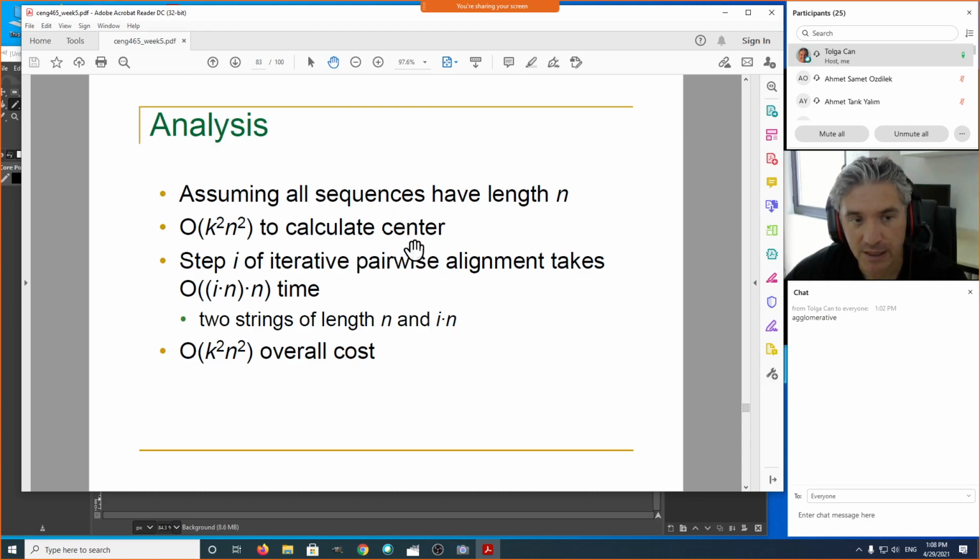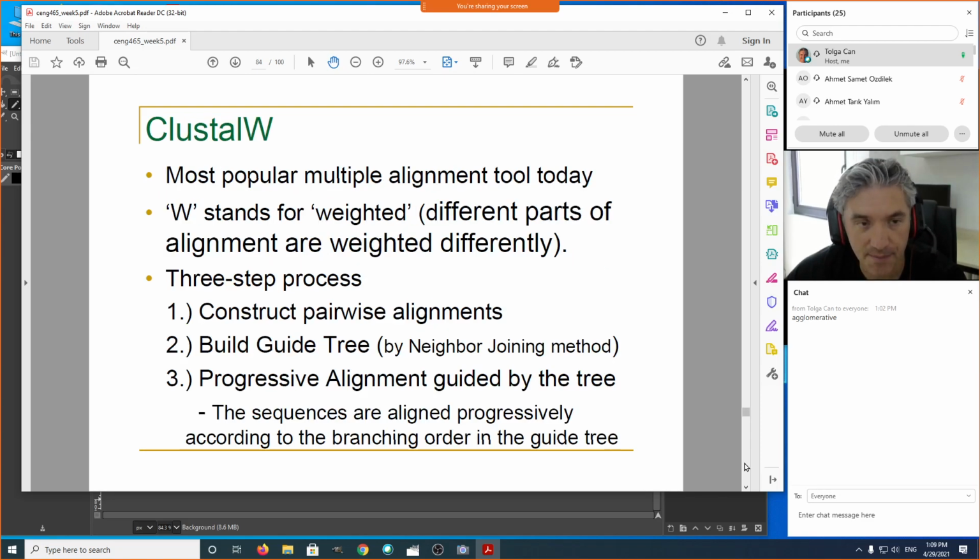And we also did the running time analysis of star alignment. The first step of finding the center takes dominating time complexity. The remaining steps, combining the pairwise alignments into a single alignment, are the easiest step.